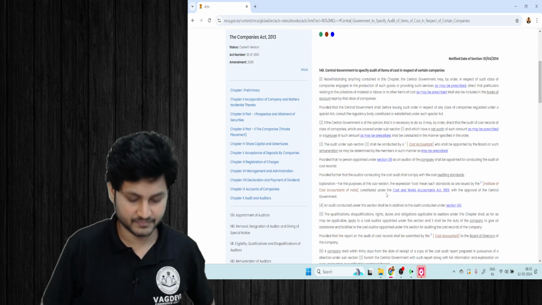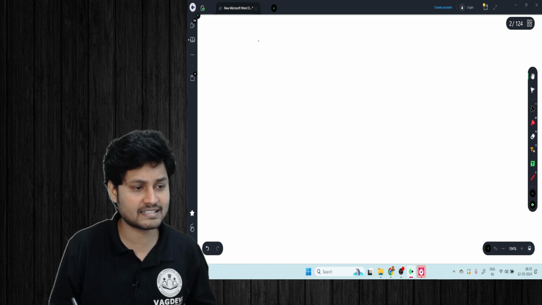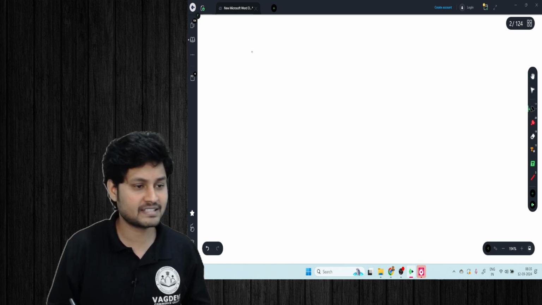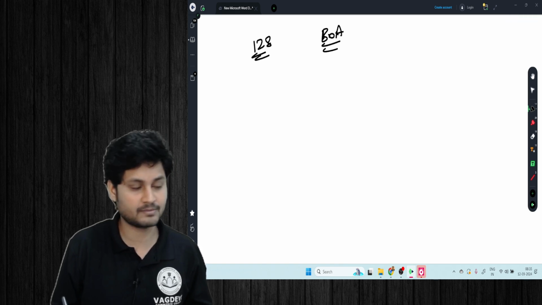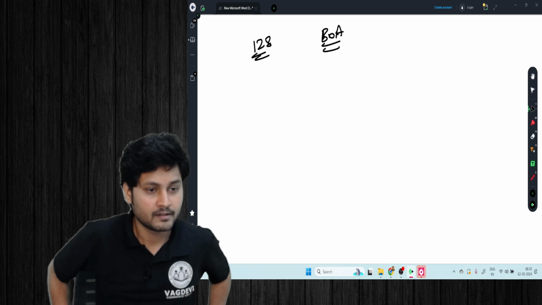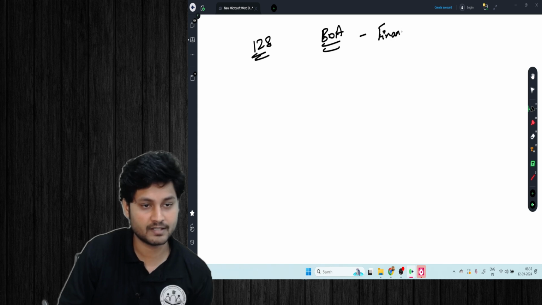So what does it mean? What are they trying to say? See, there is one section called section number 128 under Companies Act 2013. This talks about books of accounts, which is financial books of accounts.